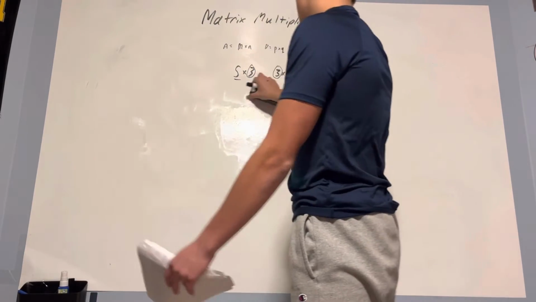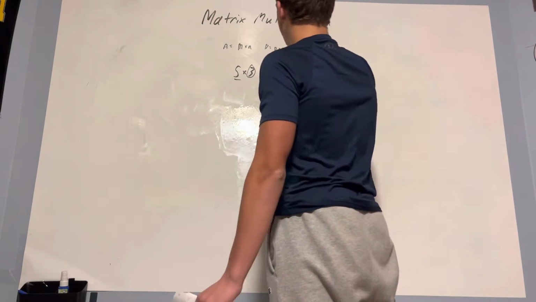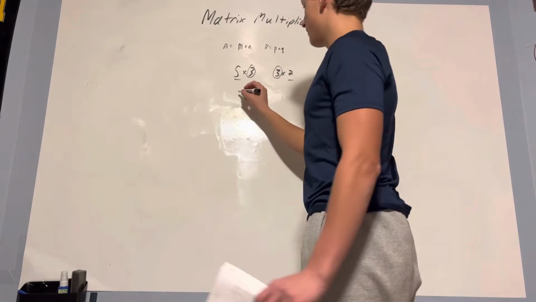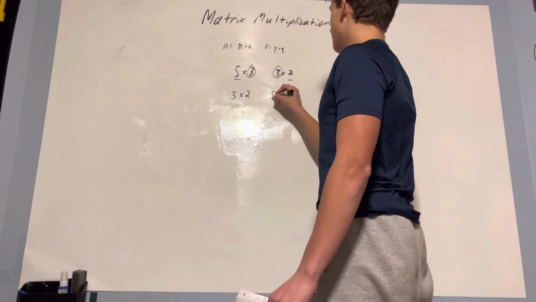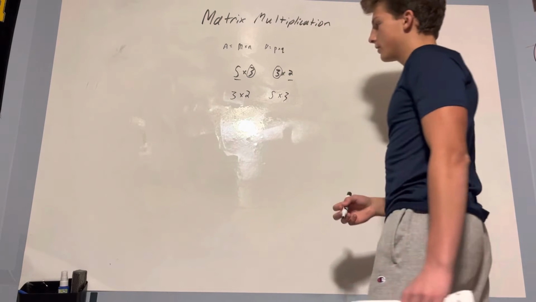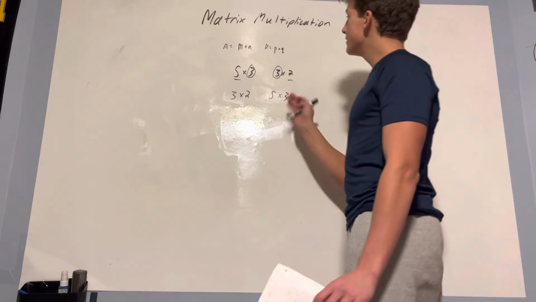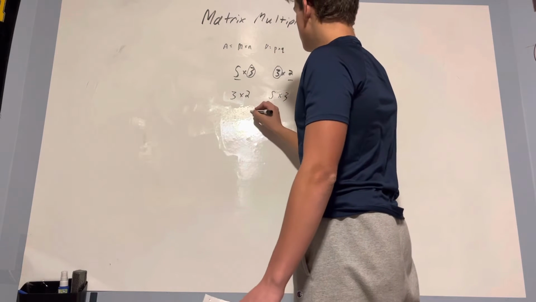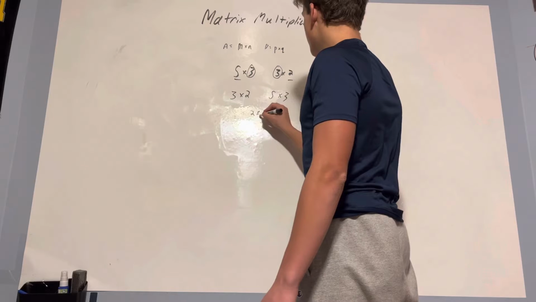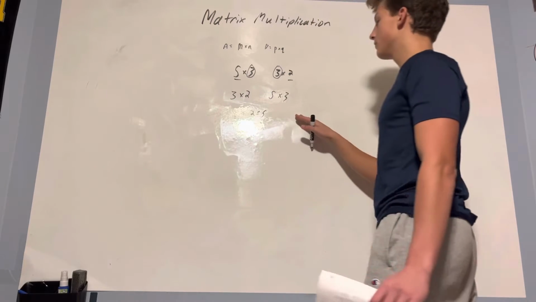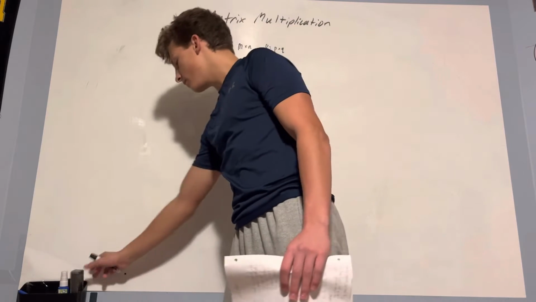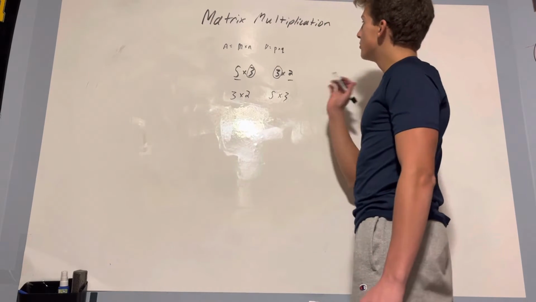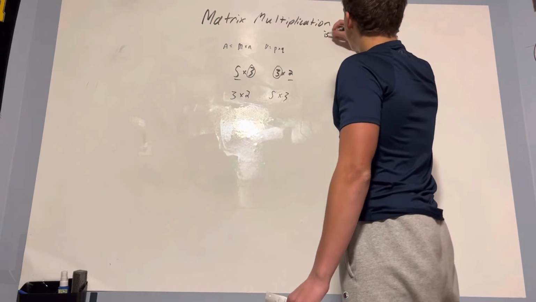But here's where things get interesting. What if we were to reverse these? What if we instead have a 3 by 2 matrix and we multiply it by a 5 by 3 matrix? Well, as you can see here, the N and the P, 2, is not equal to 5, so we actually cannot do this.